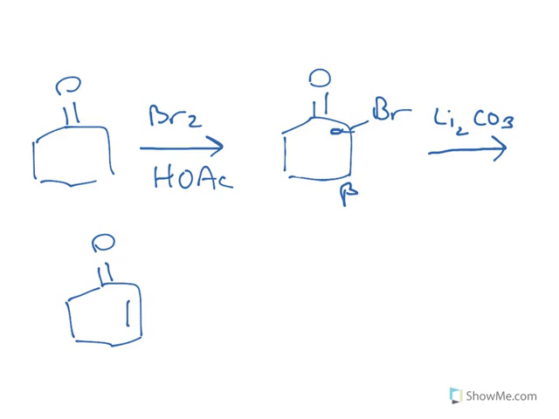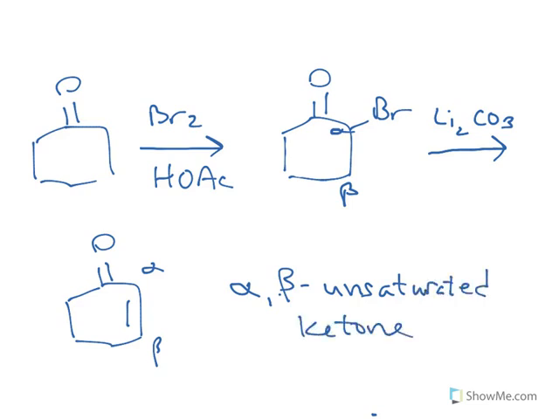We get an alkene between what we call the alpha and beta carbons. So we're getting the pi bond there, and it is a ketone as well. So this compound right here is called an alpha beta unsaturated ketone. These are very handy as SN2 prime substrates, or what we call Michael acceptors, that we're going to see in a later chapter. So this is a good way to make these alpha beta unsaturated ketones.